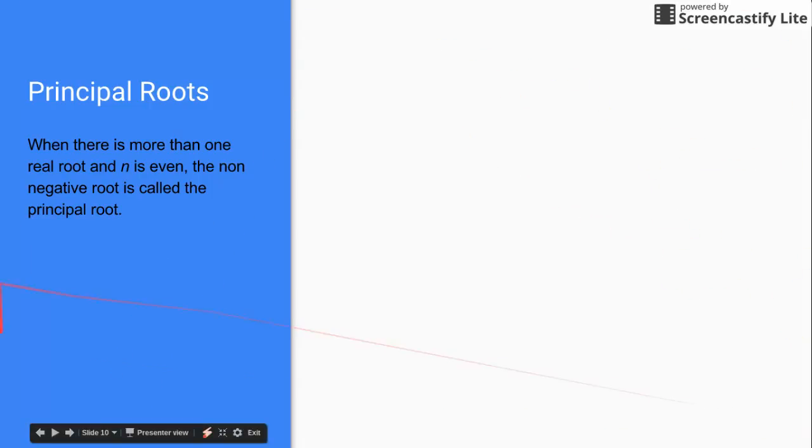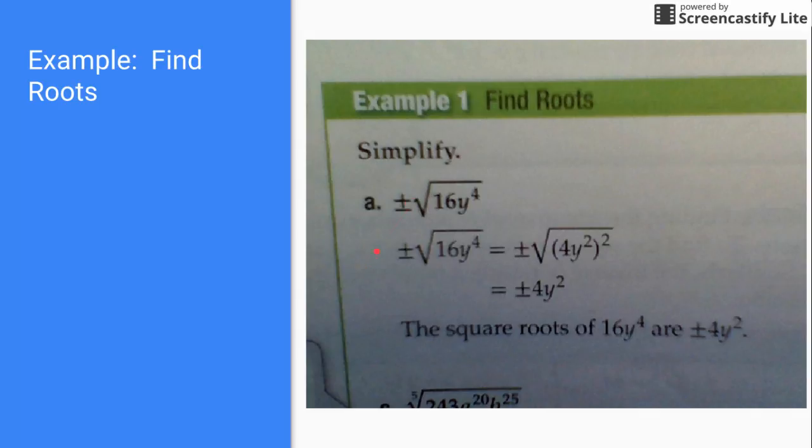Okay, find roots. Example 1. So we're going to simplify this, as it says in the directions, again, straight from the book. What we're given is positive or negative square root of 16y to the fourth power. So to simplify this, we've got to get rid of this square root symbol, or the radical symbol in this case.